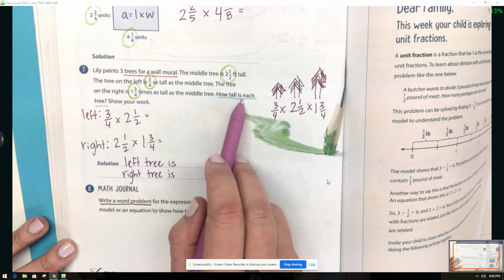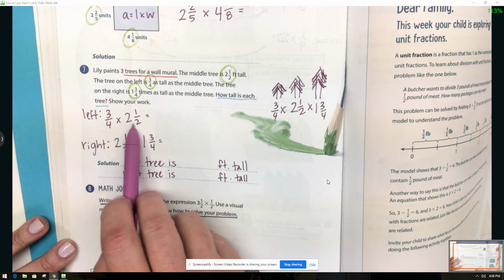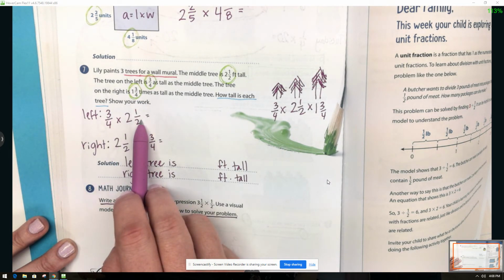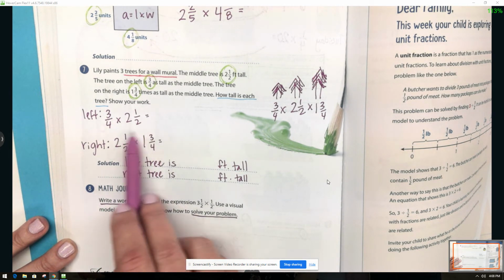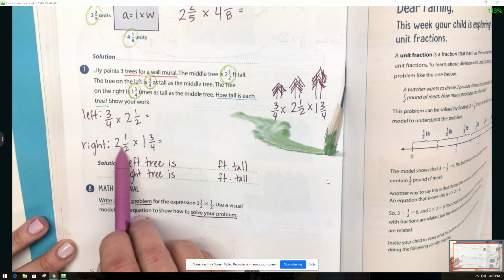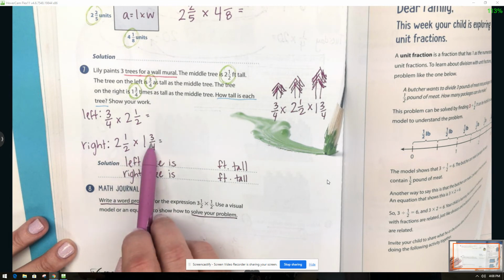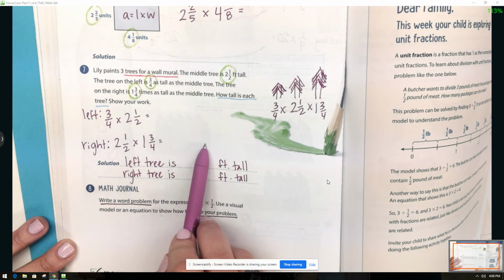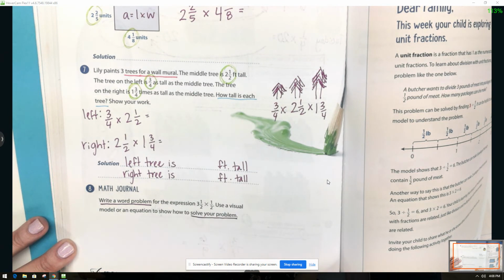We want to know how tall is each tree. So the tree on the left is this expression or equation, and the tree on the right is this equation. Please go ahead, make sure you change your mixed numbers into improper fractions, do the multiplication, and then write your answers on the solution line.